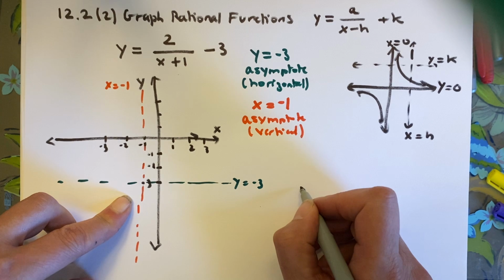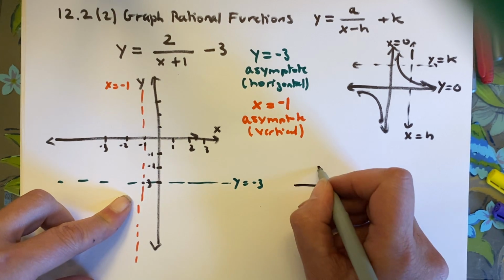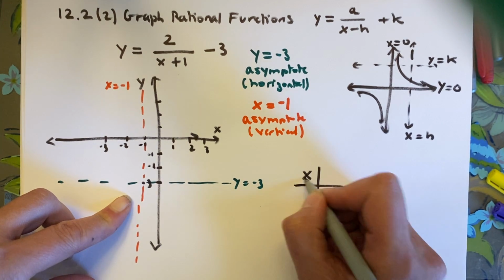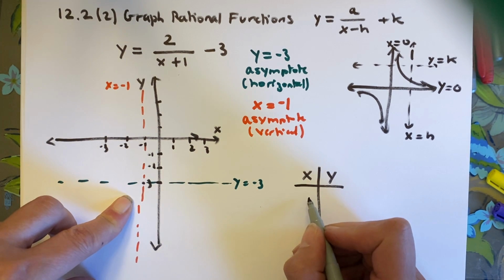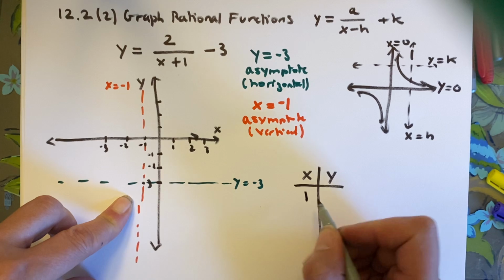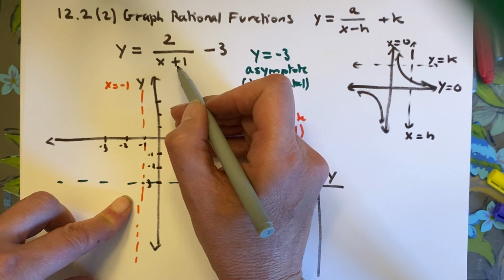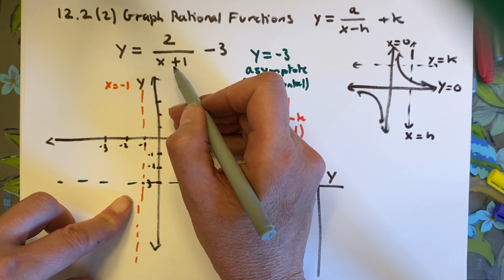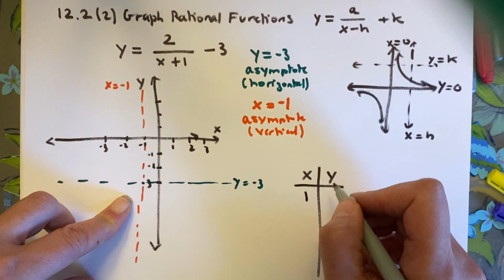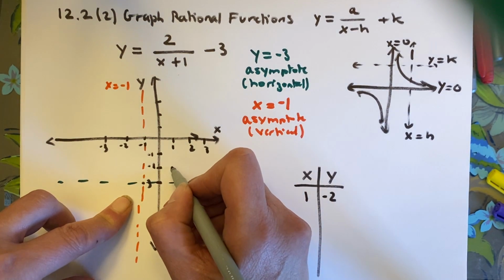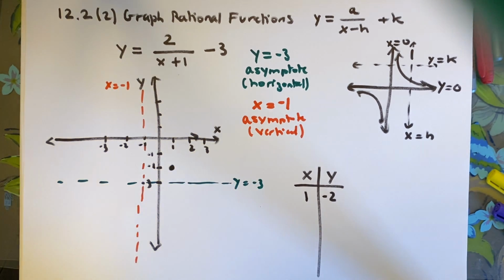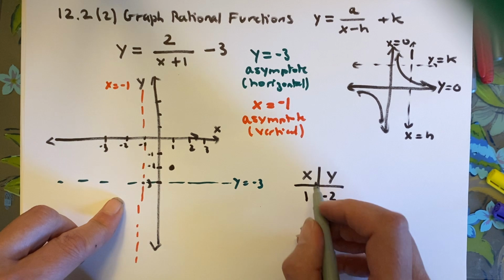So here I'm going to start my table. I'm going to start the first half of my table, and I'm going to put in, let's see, 1 for x. 1 plus 1 is 2. 2 divided by 2 is 1. 1 minus 3 is -2. So I have 1, -2 right here to graph. Let's see, what can I put in that would be helpful?